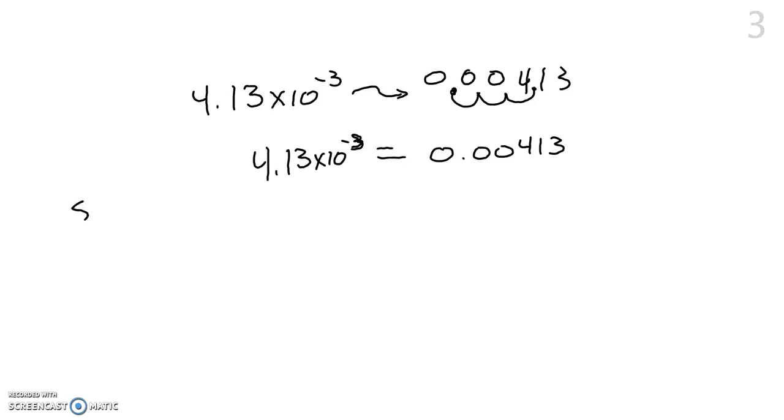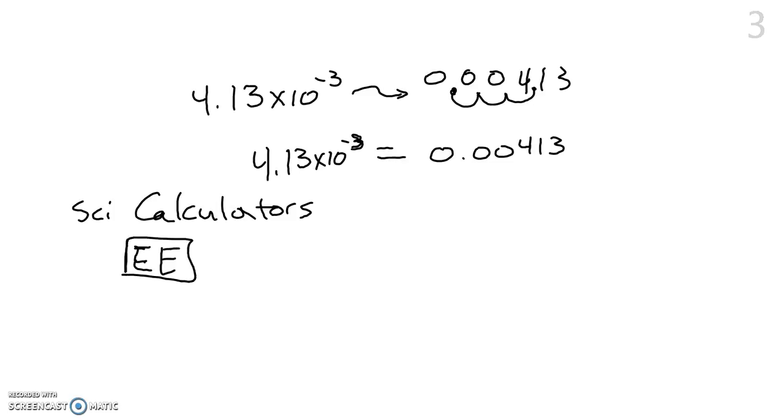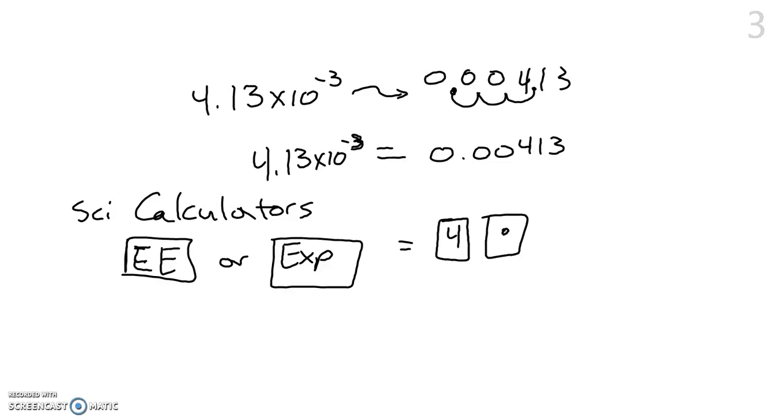How to use this in a calculator? So for calculators, it depends on the calculator itself. Now, most people have a TI calculator. So there are 2 buttons that look like this, EE or EXP. And for this example, 4.13 times 10 to the negative third, it would be just the number 4. These are the buttons you should be pushing.